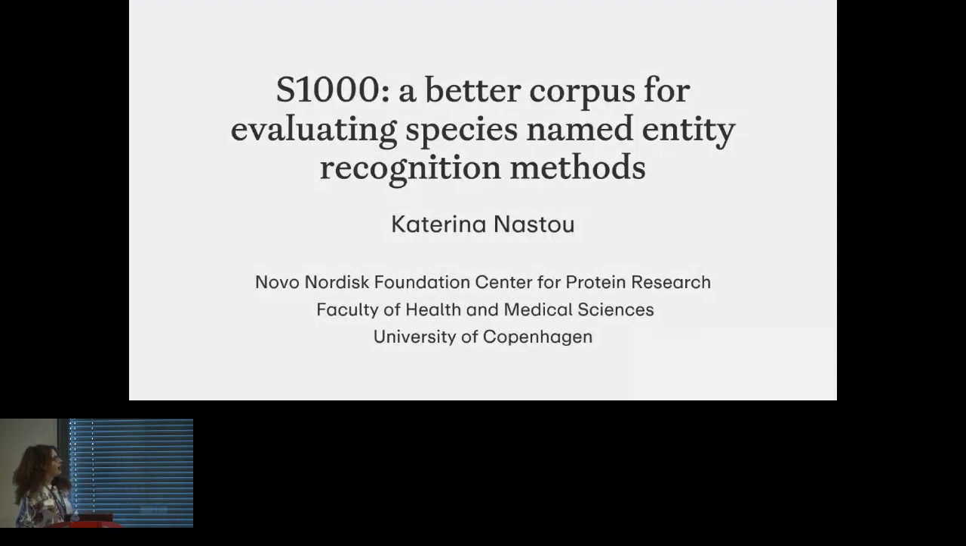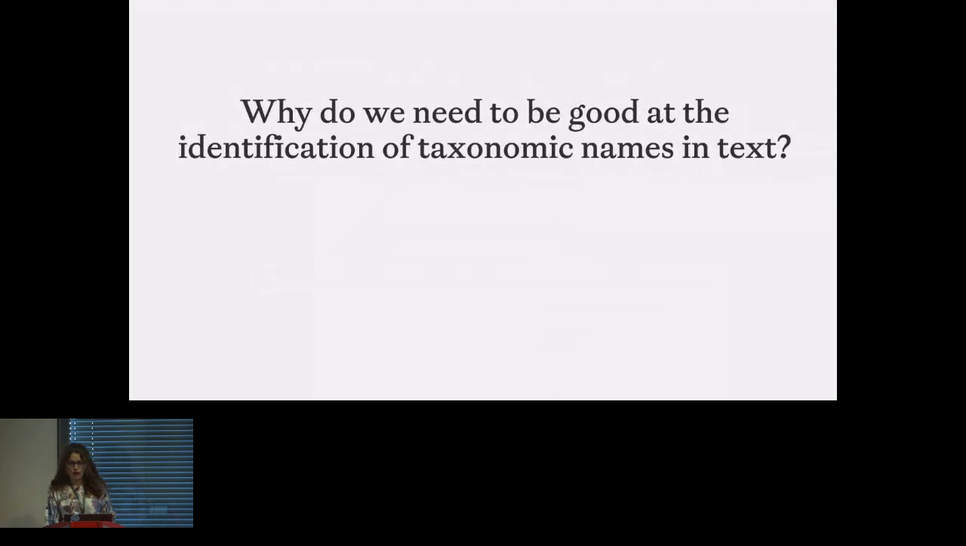Thank you, Cecilia. So today, Martin has given a very nice introduction for me. I'm going to talk about S1000, which is a better corpus for evaluating species named entity recognition method. So let's start on why.